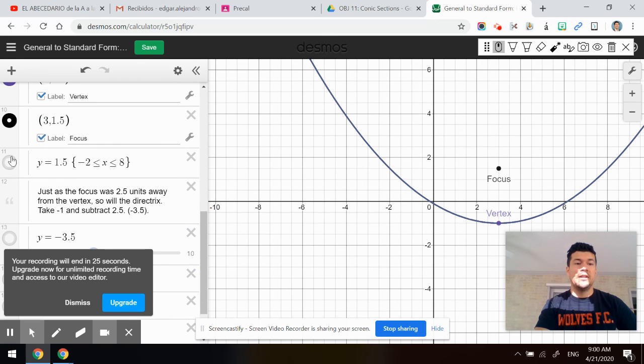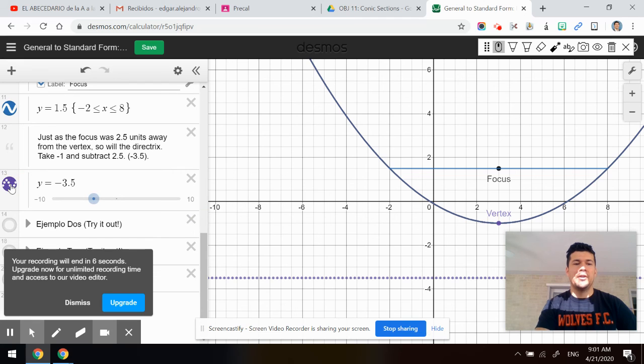The second to last thing I'm going to do is locate the focal width. If the focal length is 2.5, then the focal width must be 10. So I graphed the line y equals 1.5 from -2 to 8, which gives me a width of 10. And then the last thing that I did is I graphed my directrix at -3.5. Make sure you try it out on your own.